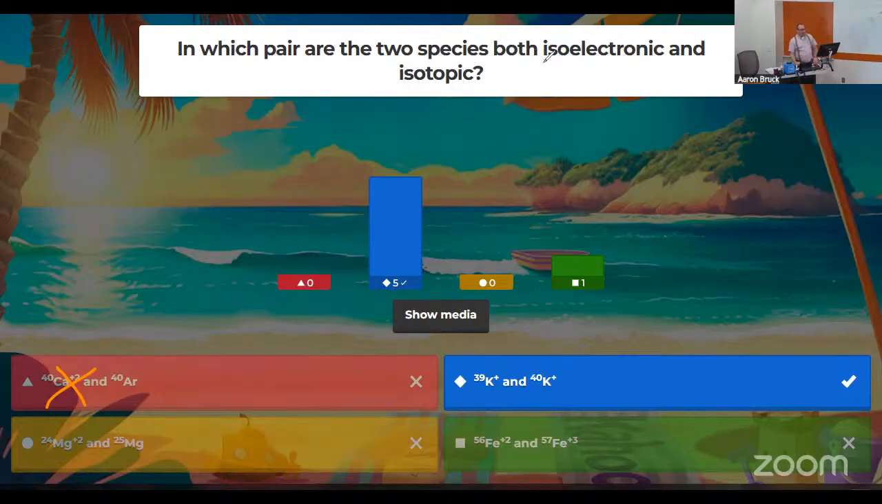What we have to remember is isoelectronic means that it has the same number of electrons. The only way that you can have isotopic species that are also isoelectronic is that they have to have the same charge. And so you start looking at the charges here, and the only one that has matching charges is the blue diamond, because both of those potassiums are +1 in charge.